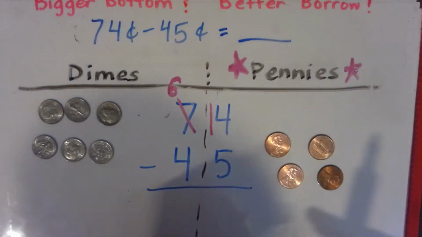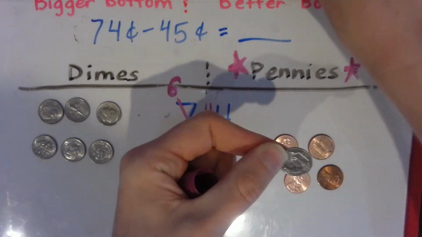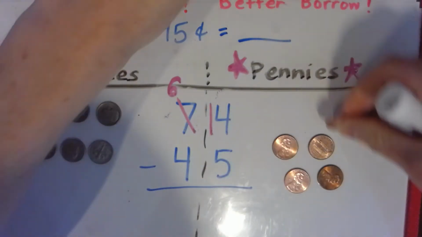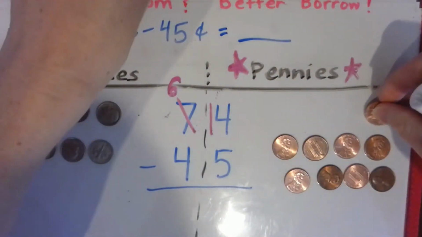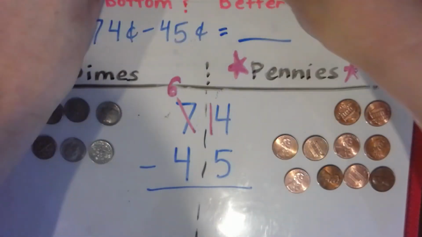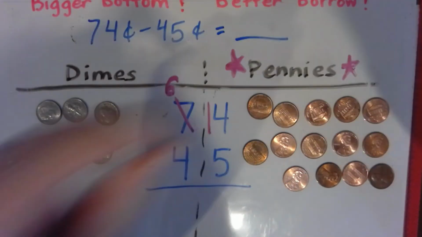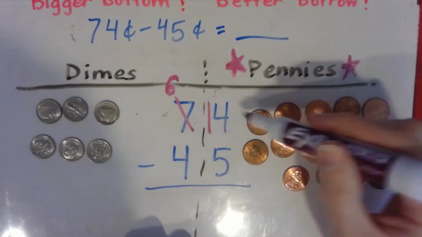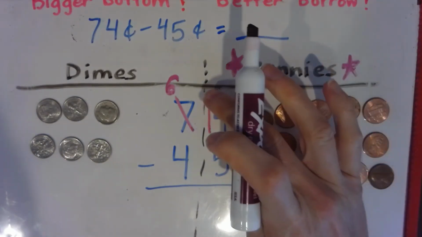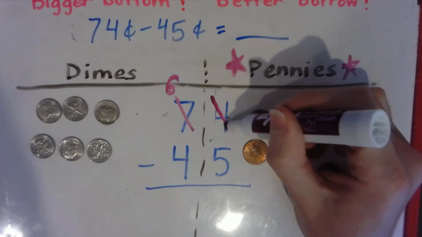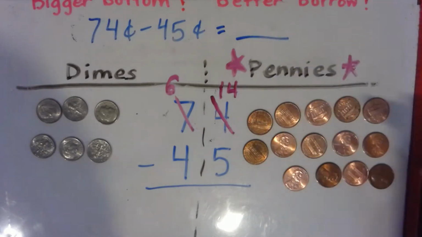So this dime went to this side, but we don't want dimes on the penny side, so we trade this out for 10 pennies. 1, 2, 3, 4, 5, 6, 7, 8, 9, 10. So now we've got 14 cents. So you could either write the 1 in front of the 4, or you can cross it out and write 14 above it, because instead of 4, it's now 14.